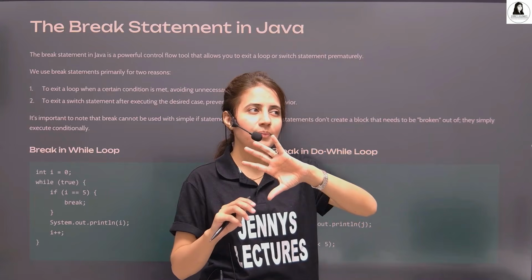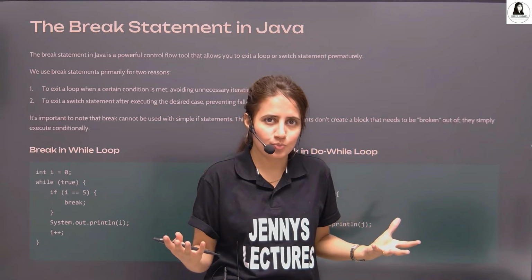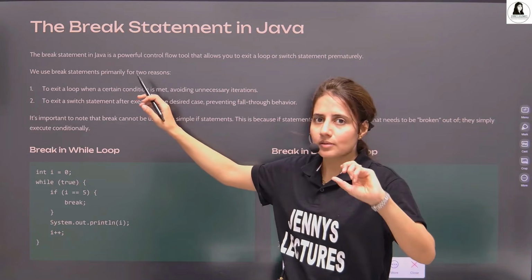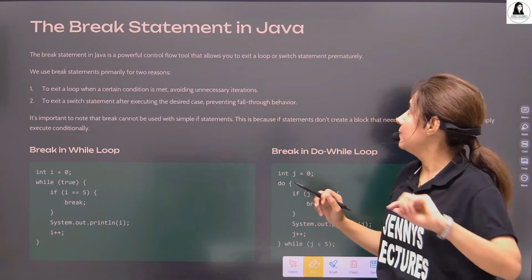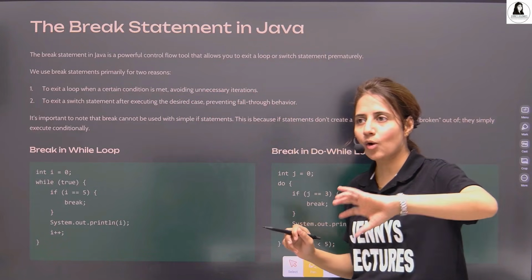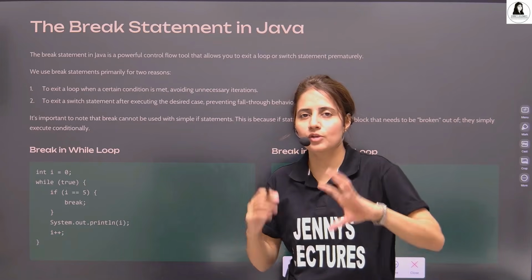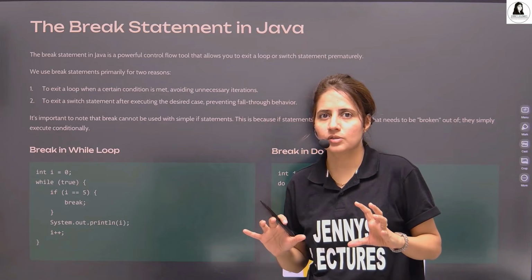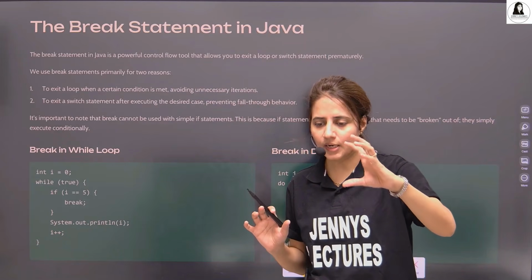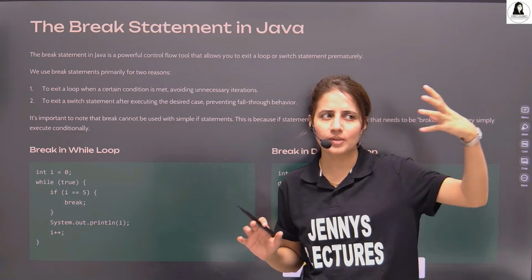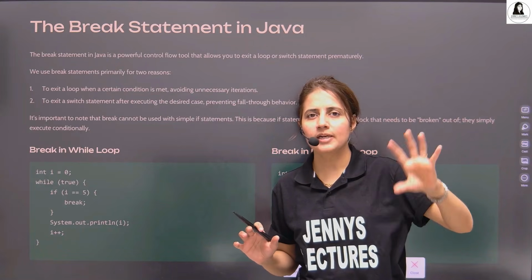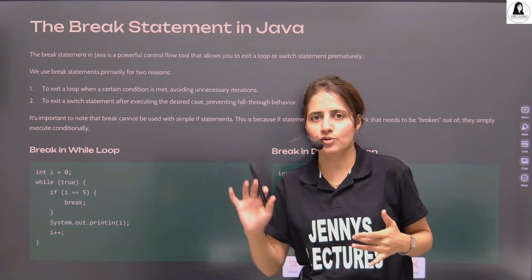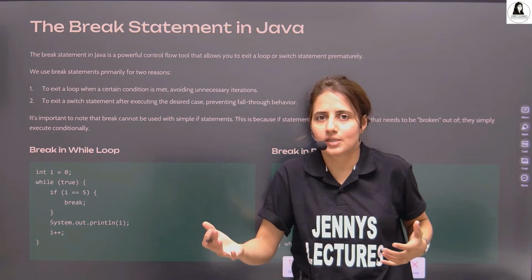So that is the basic mechanism of break, you know why we use break. Break statement is basically used to exit a loop or a switch statement prematurely, meaning without completion of the loop or without completion of the switch. If a certain condition is found, you want to exit from that loop or from that switch, and you don't want to complete the further loop iterations, then we can use break.